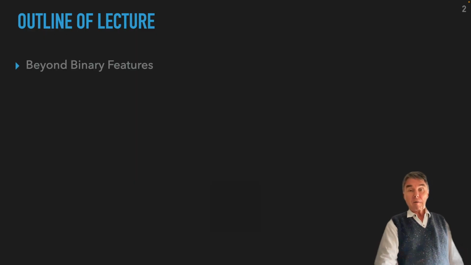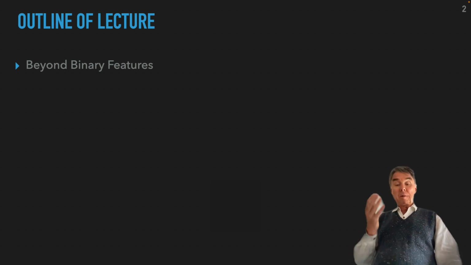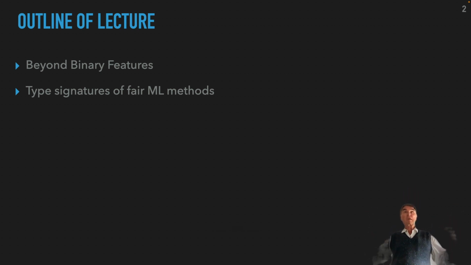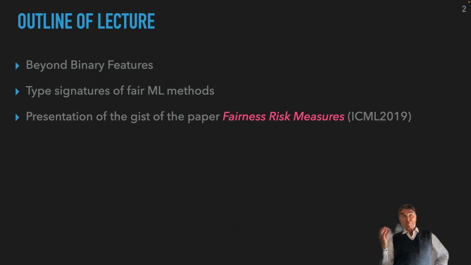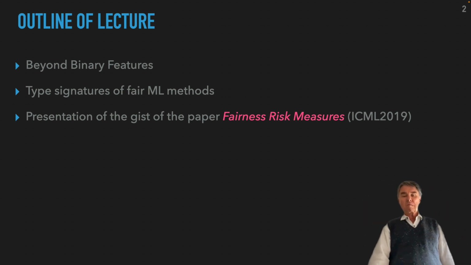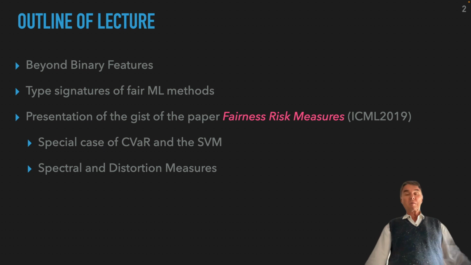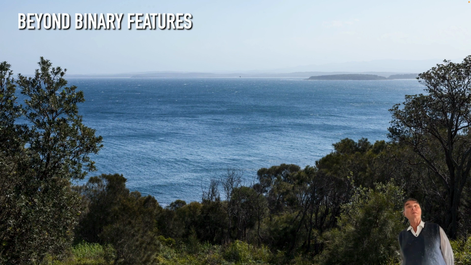So today we are going to go beyond binary features, which we focused upon last week. I'll look at, for want of a better way of saying it, the type signature of fair machine learning methods is different. They're functionals of different types. I will present the gist of this particular paper, which is part of the suggested reading, and look at some connections to some old stuff in machine learning. And let's get into it.